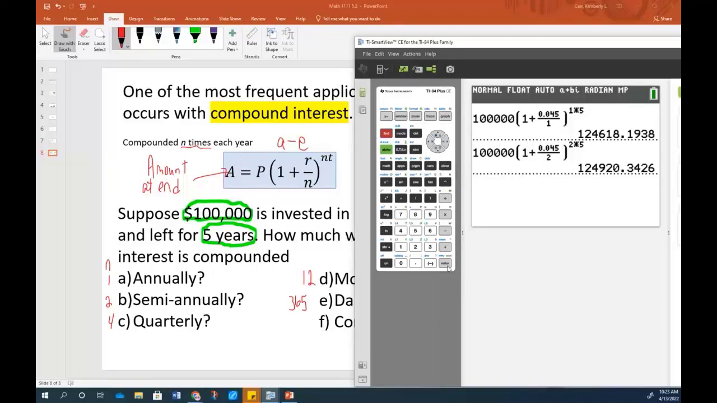I can also hit second enter, and it will copy it from what I did last time, so that's another way that you can redo it. But now if I'm going to do it quarterly, I need to change the 2 to a 4.